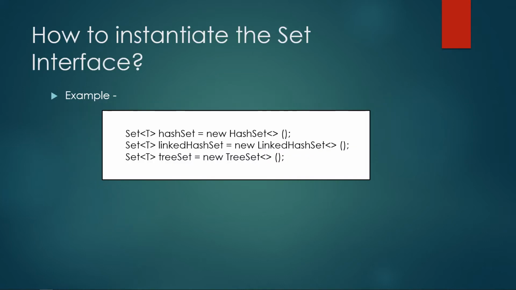So how to instantiate a set? We can instantiate a set by using the classes that implement the set interface. Here we have hash set, linked hash set, and tree set, and we can create objects of any of these classes and assign them to a variable of the set type.